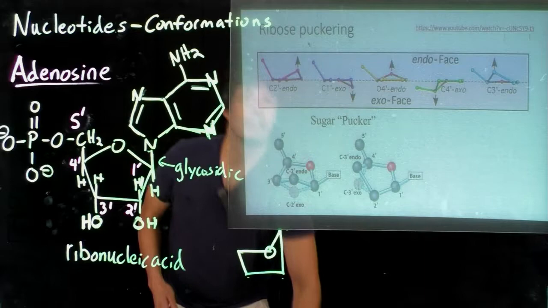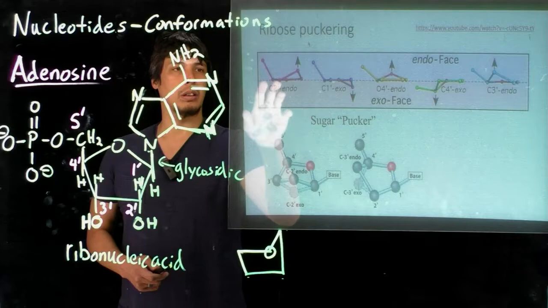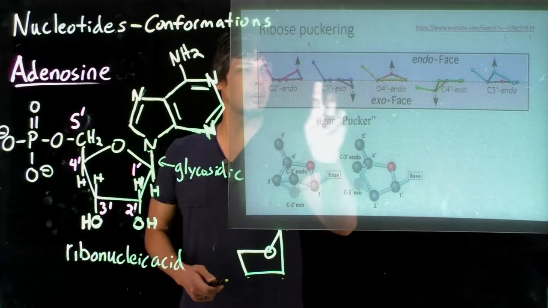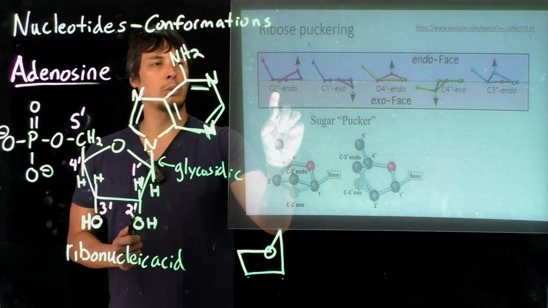So different positions can be outside of the plane. This shows several of these different conformations. Again, if four of these carbons are in plane, and you can see we mark the plane by this dashed line shown in the slide, and then one of the carbons is out of plane, up. So in this case, it's the 2 prime carbon that's sticking out of the plane. This is the 1 prime carbon here.